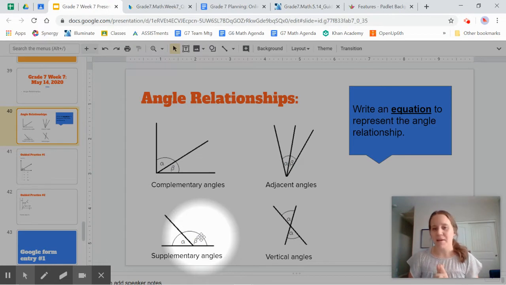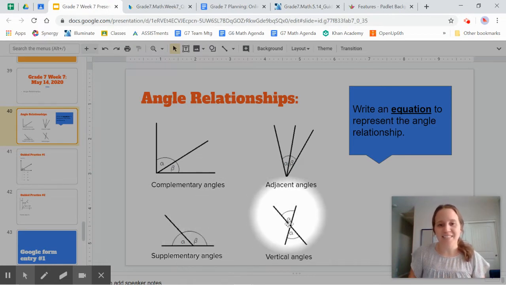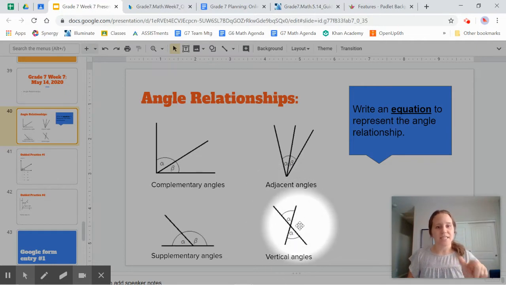And last one, and maybe my favorite one, are vertical angles. Vertical angles are across from each other. What do you notice is different about the labeling on this diagram compared to the others?